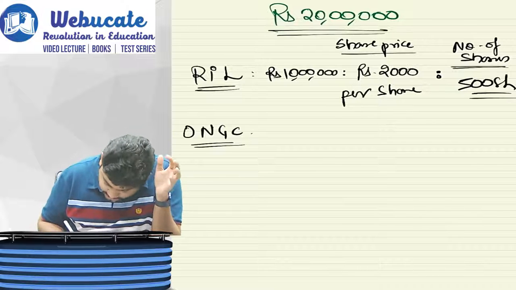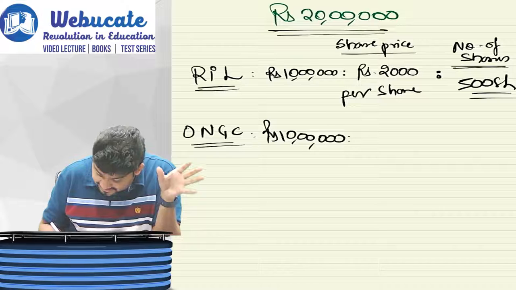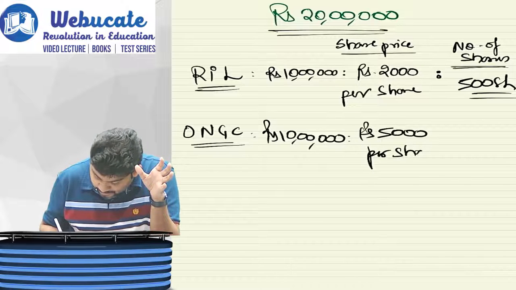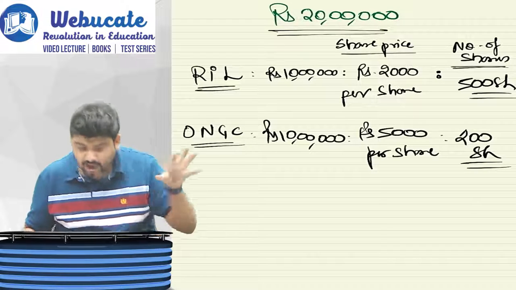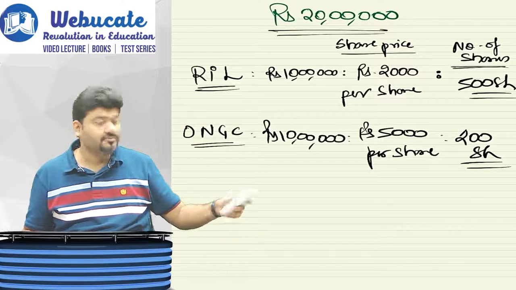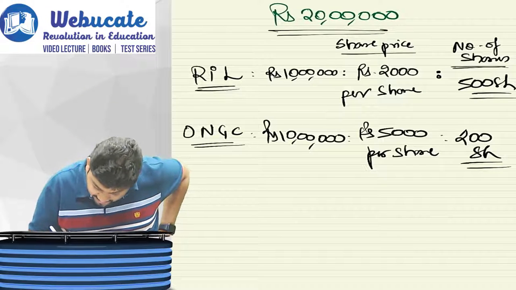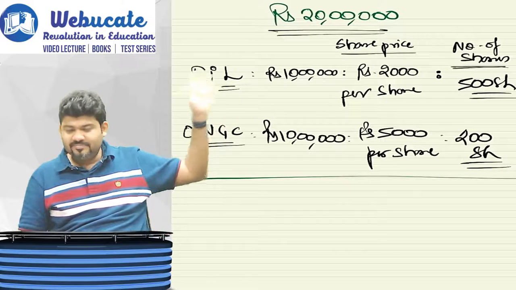Okay, ONGC also I want to purchase, 10 lakh rupees I'm investing. And here the cost is 5000 per share. How many shares will I get? Can I say 200 shares I will get of ONGC? Right? Now what will happen is, obviously, I have purchased this.